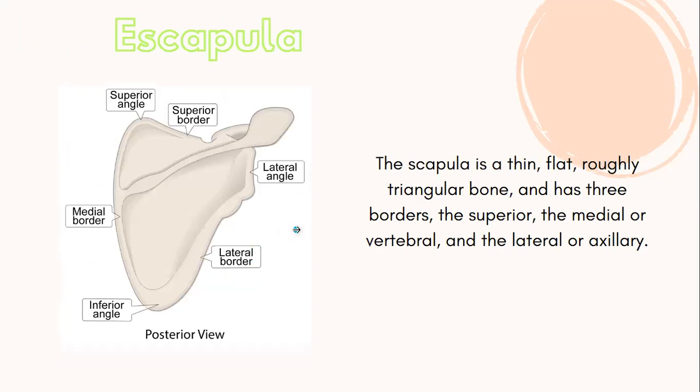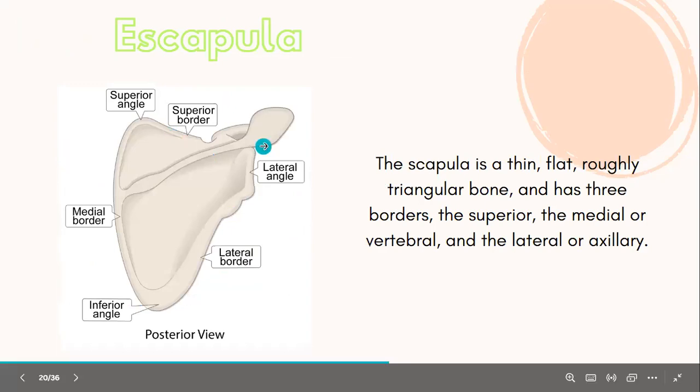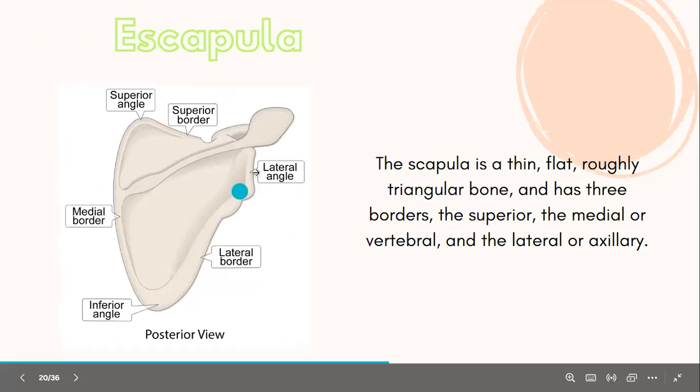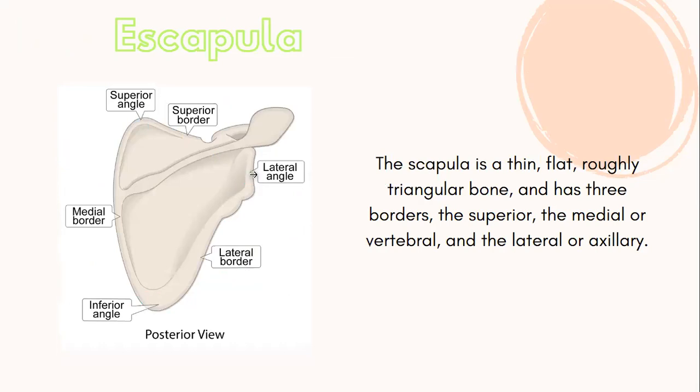The scapula is a thin, flat, roughly triangular bone and has 3 borders: the superior, the medial or vertebral, and the lateral or axillary.